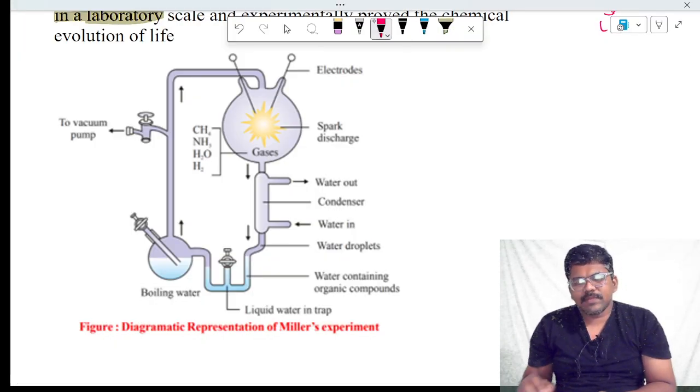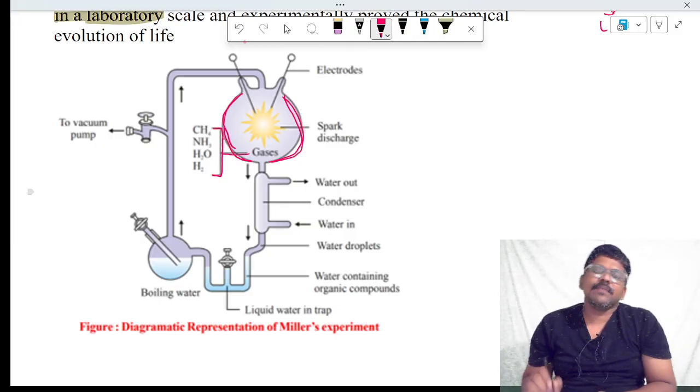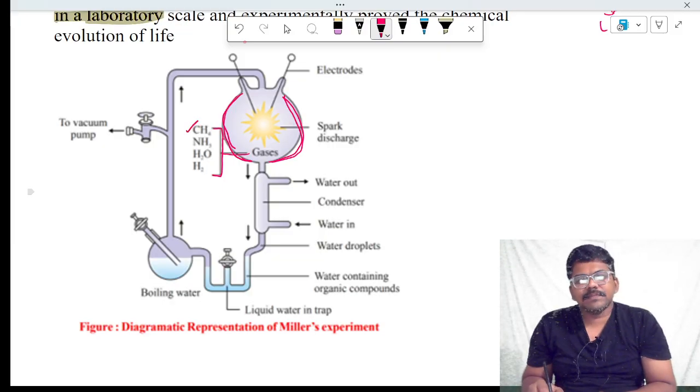If you observe the experiment, he took one flask, and within this flask he sealed a few gases. These are the gases which were present in the primitive Earth: methane, ammonia, water vapor, and hydrogen. He took those gases within this flask.